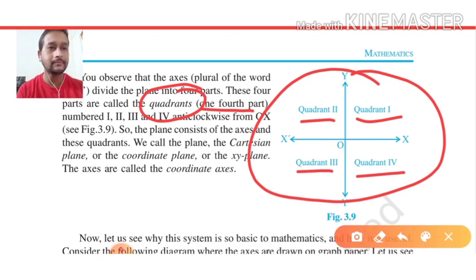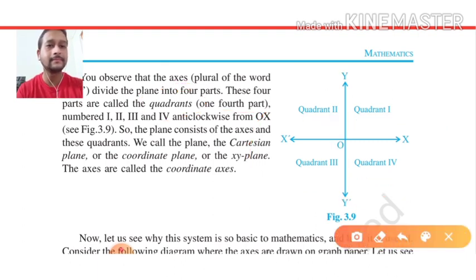So we learned about the origin, this part, and we have 4 equal parts, those are quadrants. And if you see here, this entire plane is known as the xy plane.